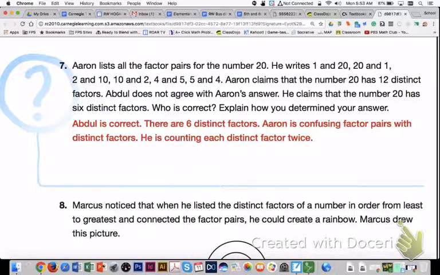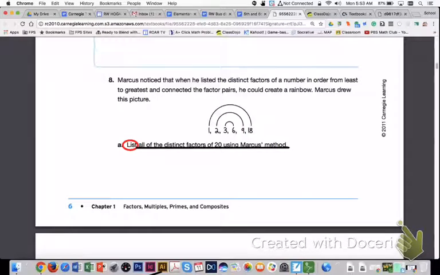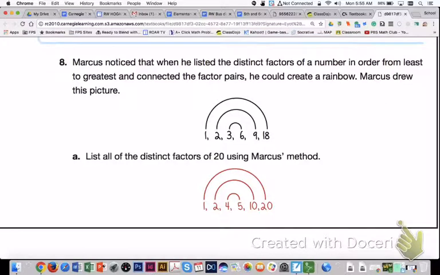For number 7, Abdul is going to be correct. There are 6 distinct factors. For the number 20, Aaron is confusing factor pairs with distinct factors. He is counting each distinct factor twice. Please answer number 8, letter A, with your group. The distinct factors of 20 are 1, 2, 4, 5, 10, and 20. And here is an example of what your rainbow diagram should look like.